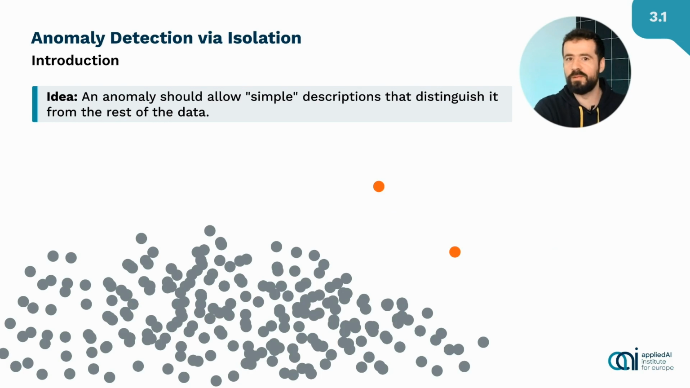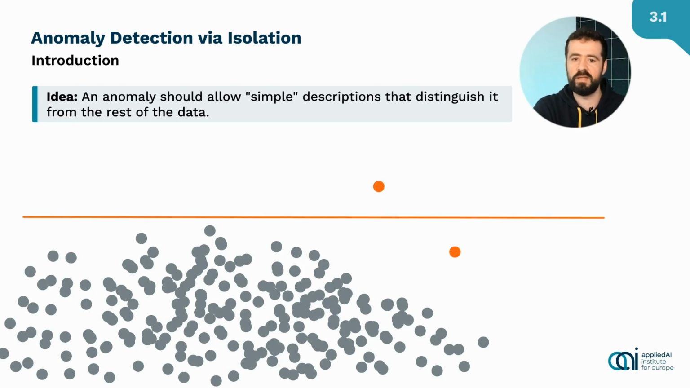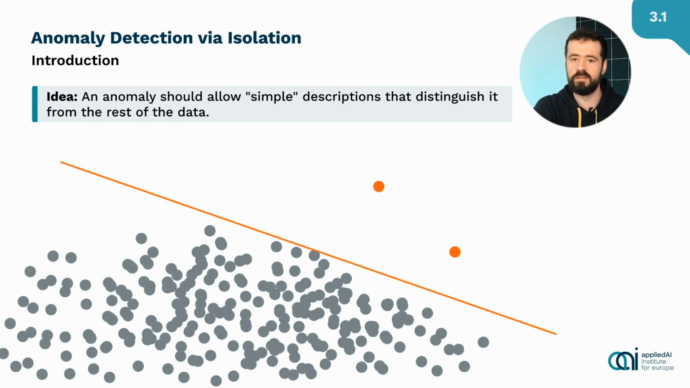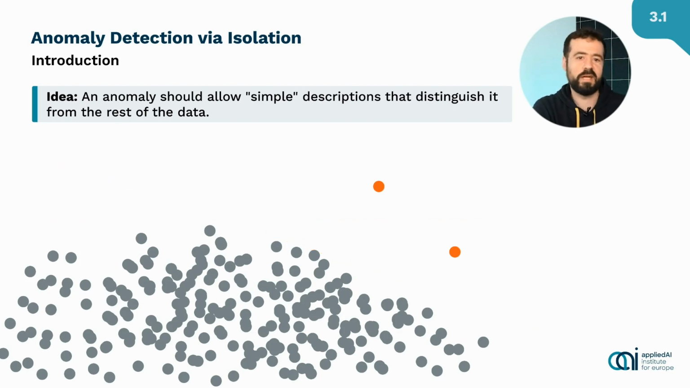Even more, it's not only the case that we can find one such distinguishing description. In general, it will be the case, if a point is really anomalous, that we can find many such descriptions. Again, here you can see it doesn't matter whether the line goes like this or maybe a bit more like that. We can find a lot of these separating lines that distinguish these points. And this is what we're going to use in the following.